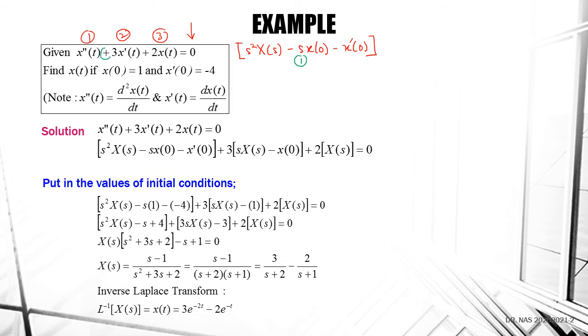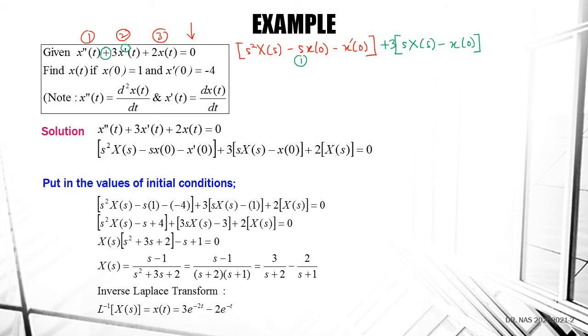And then plus the second component. The second component is x prime, so it is to the power of 1. Here you have 3. So 3 x prime: s to the power of 1 Xs, minus s to the power of 0 x naught.